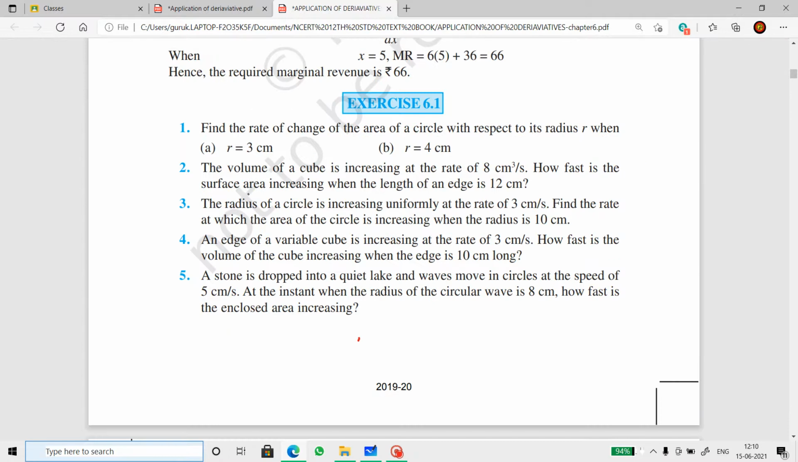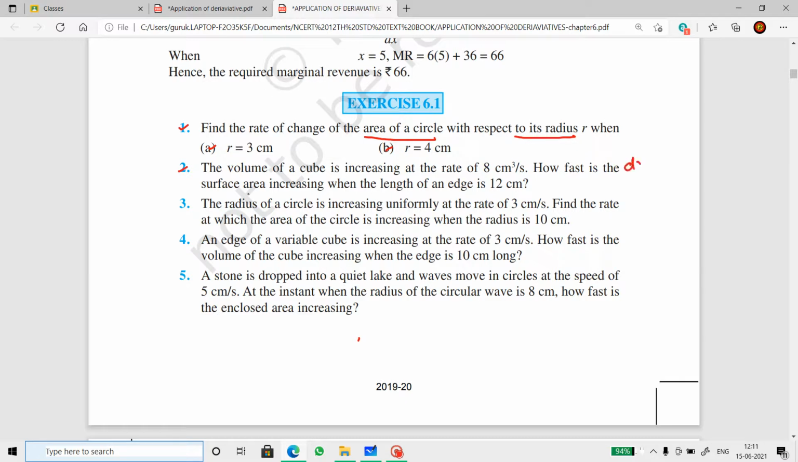Now I would like to quickly discuss all the exercise sums once to you. First question. Find the rate of change of area of the circle with respect to its radius. Well, you know that, isn't it? Area with respect to radius, it's just like the first example. You differentiate A with respect to r and then you substitute given r as 3 and then given r as 4.